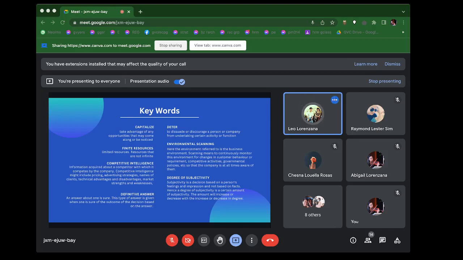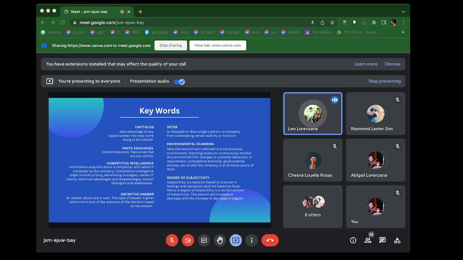Next is competitive intelligence. This is information acquired about a competitor with which the company competes. Competitive intelligence might include pricing, advertising strategies, names of clients, technical advantages and disadvantages, and market strengths and weaknesses. Next is definitive answer, an answer about which one is sure. This type of answer is given when one is sure of the outcome of the decision based on the answer. Next is deter, to dissuade or discourage a person or company from undertaking a certain activity or function.